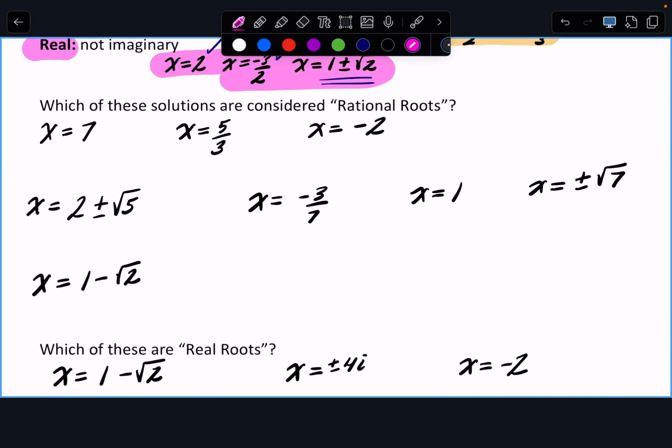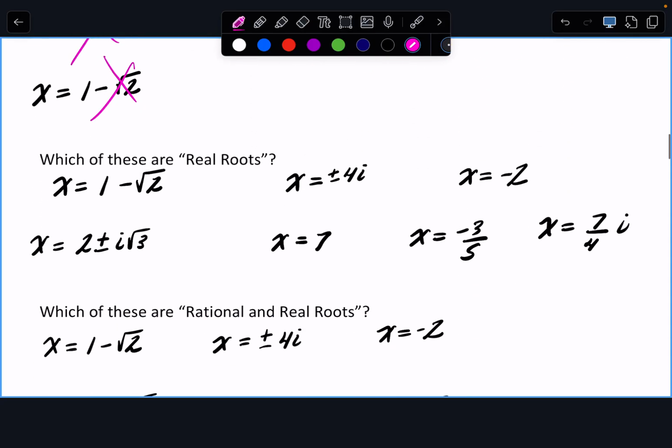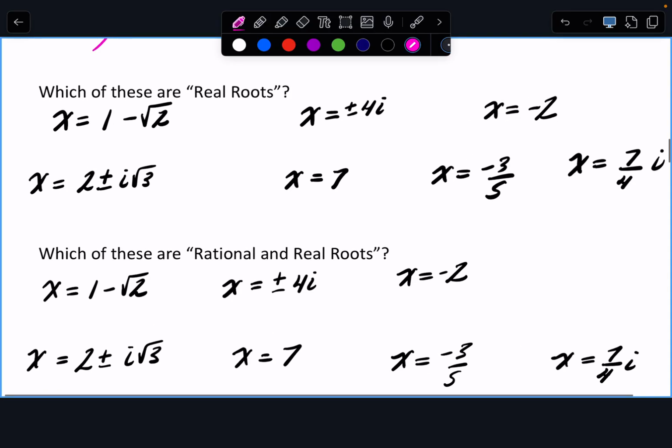Which of these solutions are considered rational? That means can be written as a fraction or whole number. Yes, yes, yes, no. Yes, yes, no, no. Anything with a radical or i would not be called a rational root. So pretty easy. Which of these are real roots? Anything without an i is a real root. So yes, no, yes, no, yes, yes, no.